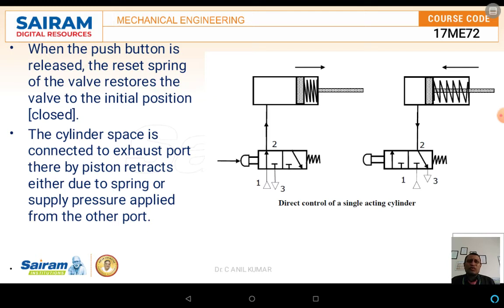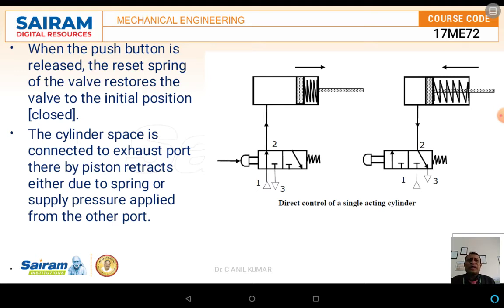The exhaust port, the air that has accumulated there is moving out through it. That is nothing but 2 to 3, from 1 to 2, that is the extension stroke taking place. In the next sketch, where the flow is in reverse, that is nothing but 2 to 3, where the expelling of the air from the actuator cylinder is taking place.